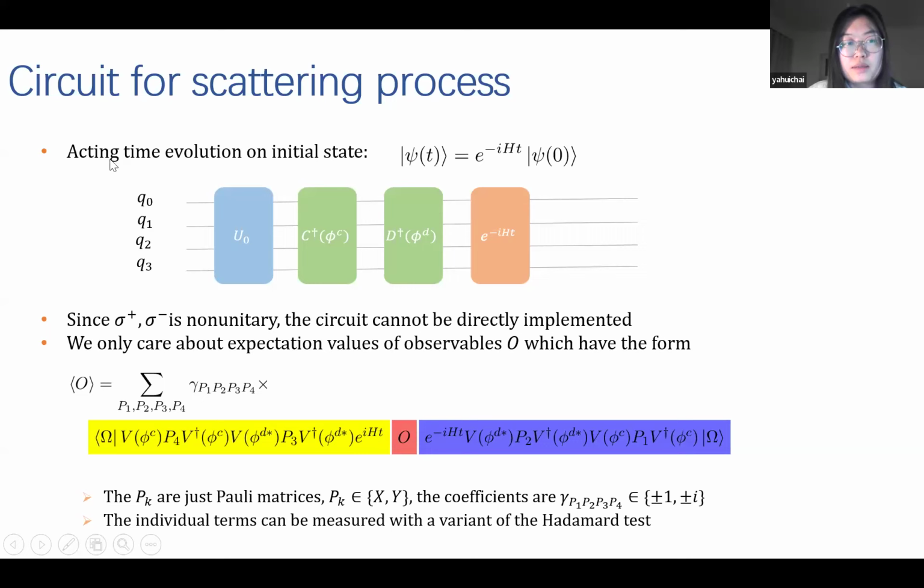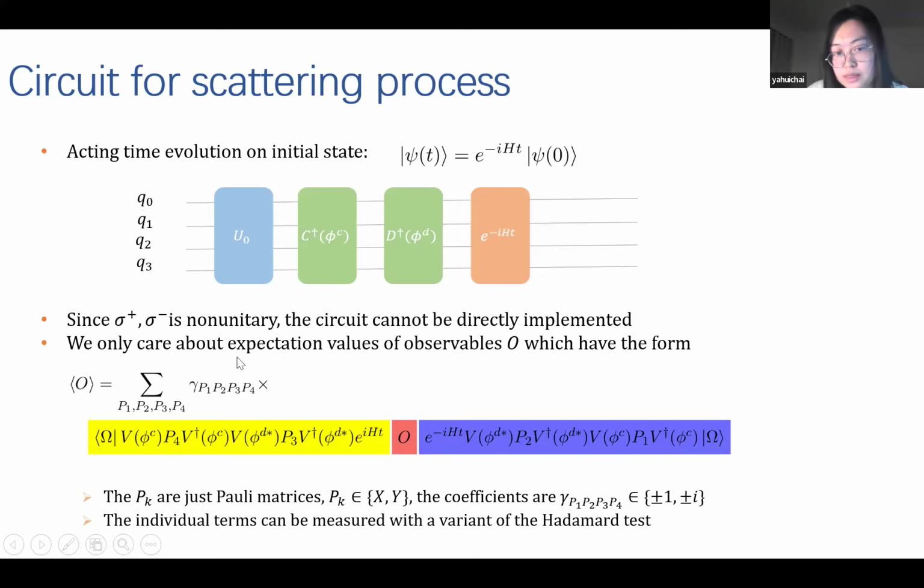So here we consider the whole process of the scattering. We consider also the time evolution on the initial state. So firstly, the vacuum preparation, then the wave packet for fermion and anti-fermion preparation, and then time evolution. And then finally, we do the measurement. And as we mentioned just now, because sigma plus and sigma minus are non-unitary, the circuit cannot be directly implemented.